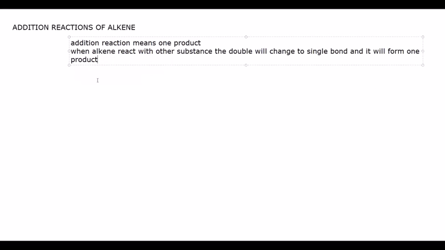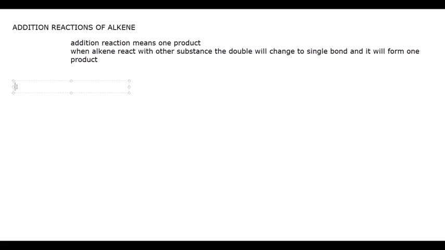And when alkenes react with other substances, the double bond will change to a single bond, and it will form one product. I will give an example of how this happens. So addition reaction means when two substances are there, they react, and the product is only one substance. We call that an addition reaction.